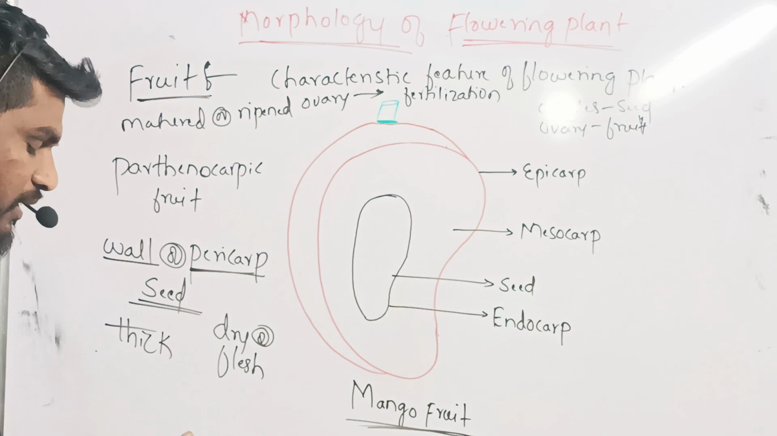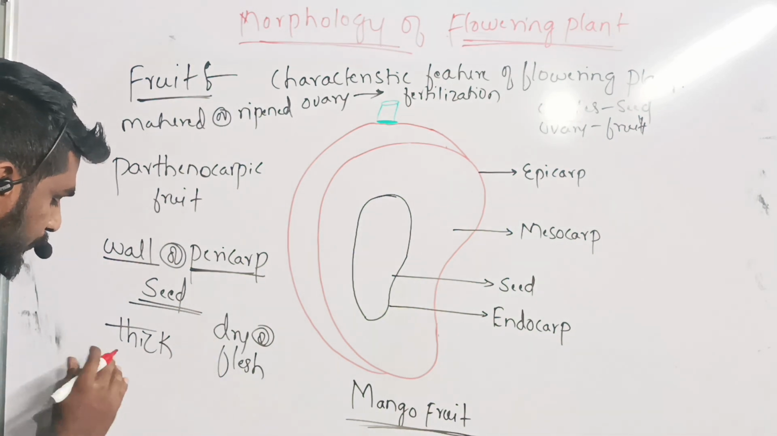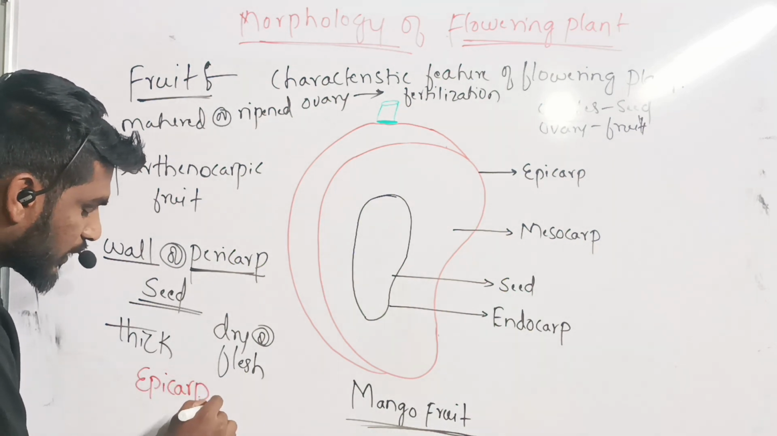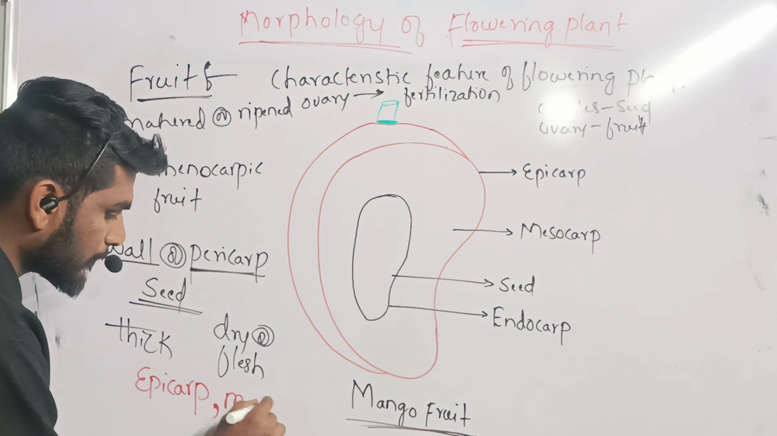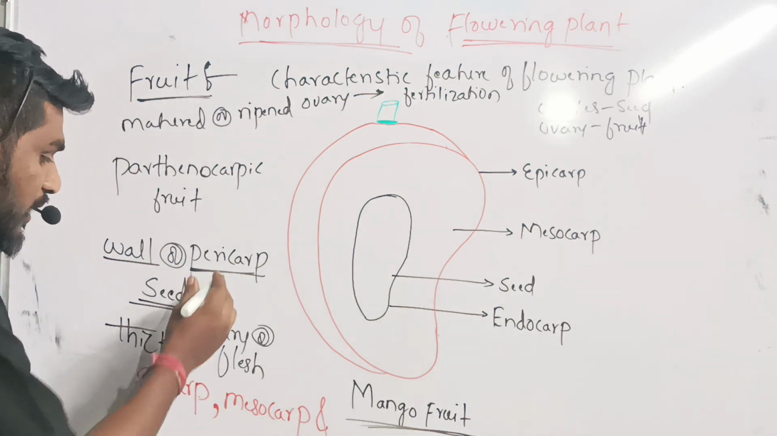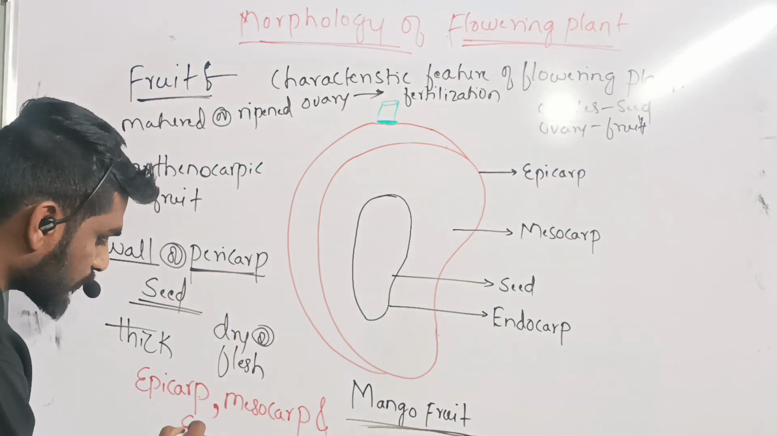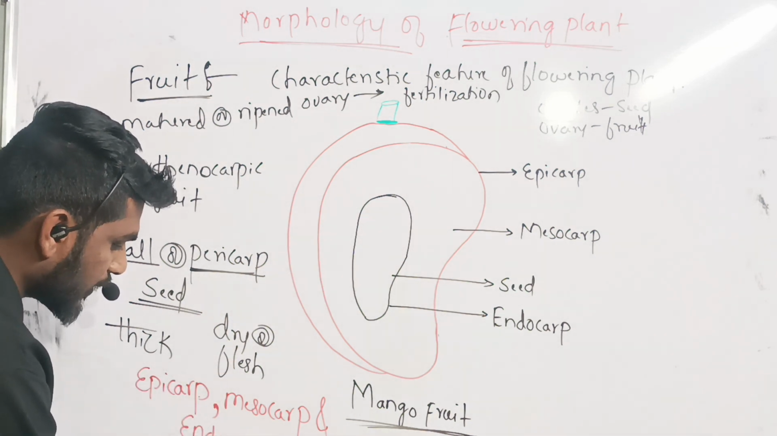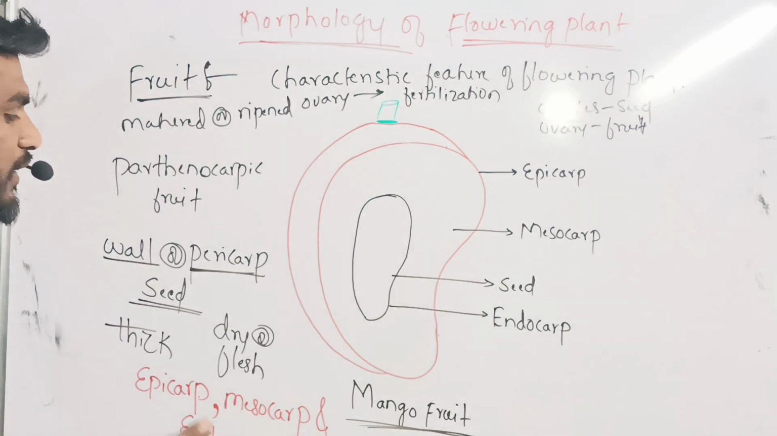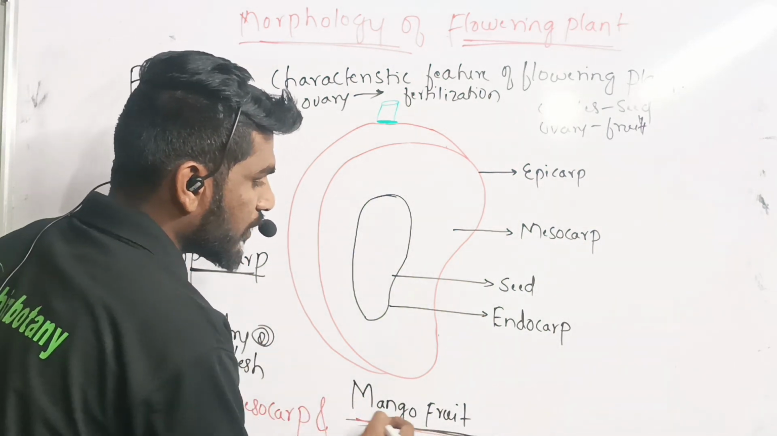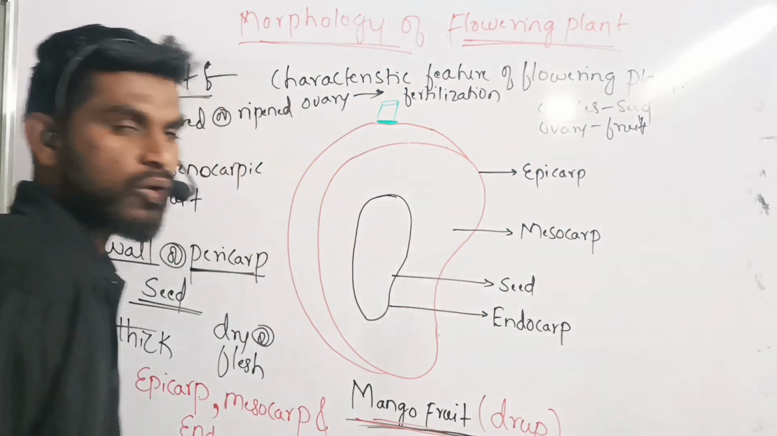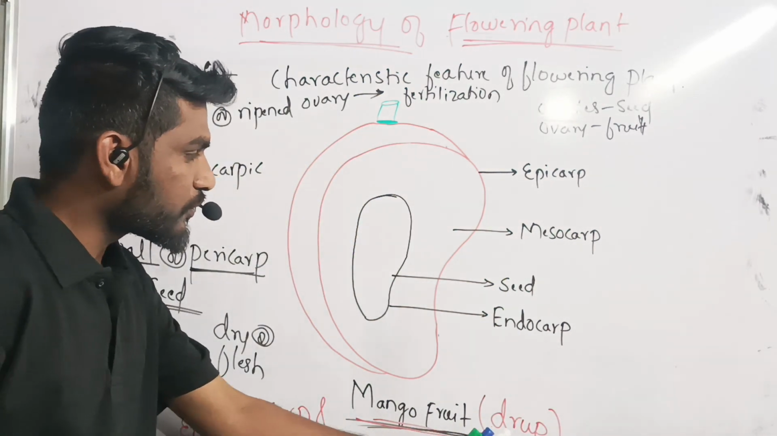If the pericarp is fleshy and thick, we can differentiate the pericarp into the outermost epicarp, the middle one mesocarp, and the inner layer of the pericarp, which we call the endocarp. In the case of mango fruits we commonly call it a drupe. Mango as well as coconut fruit we call a drupe.